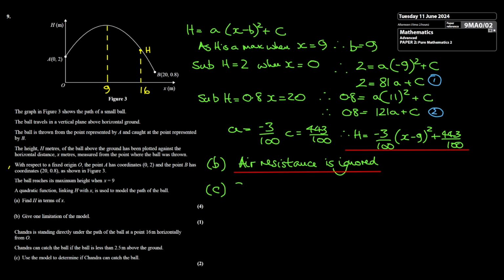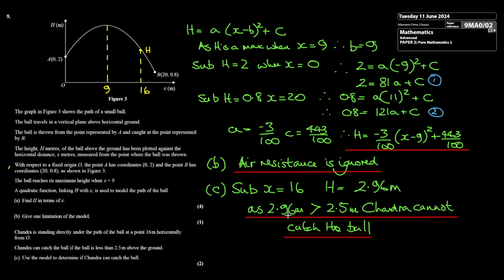So we need to sub into our equation x is equal to 16. Fairly simple substitution, and if you put 16 into here, this becomes 7, and if you put that into a calculator, you get the fact that h is equal to 2.96 meters. So the conclusion is that as 2.96 is greater than 2.5, Chandra cannot catch the ball because it will be out of his reach. And that's the end of question 9.